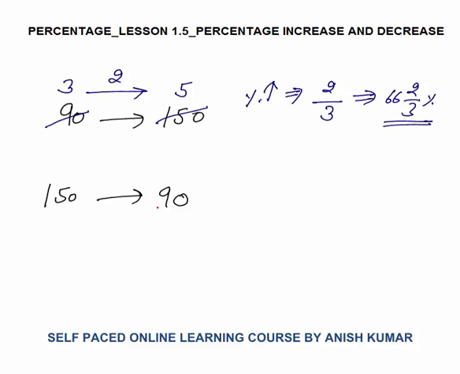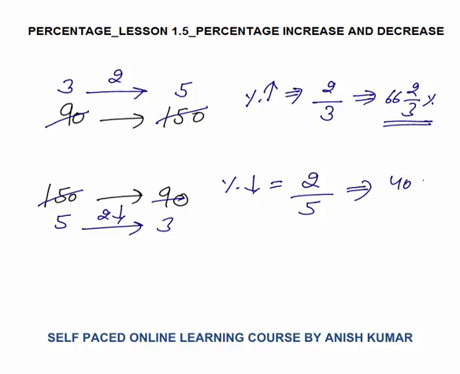Now 150 to 90. This is 5, this is 3. Now we are just calculating the percentage decrease from 5 to 3. There is a decrease of 2. So percentage decrease simply means that decrease is what part of base. Decrease is 2. 2 is what percentage of base, that is 5. Now 2 by 5. We know that 1 by 5 into 100 is 20%. 2 by 5 into 100 would be 40%. So it means that from 150 to 90 there is a 40% decrease.